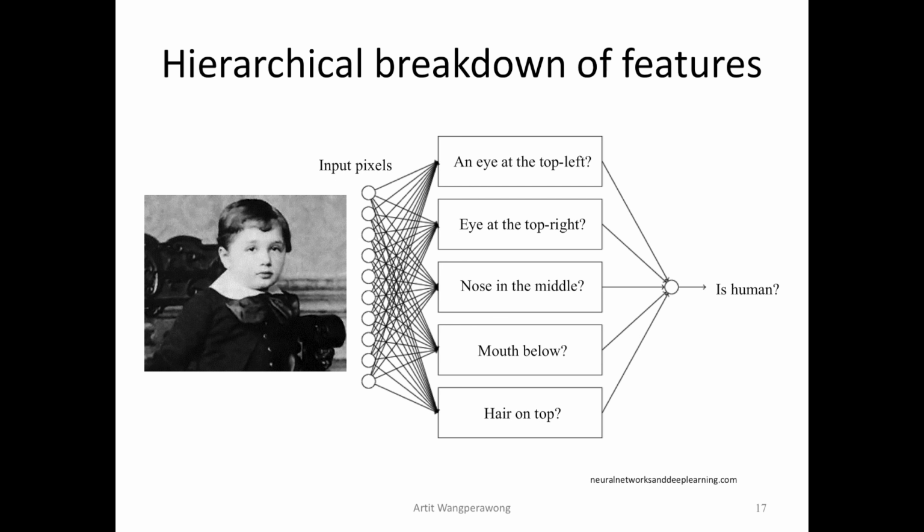Kind of like the example with the 0 digit earlier, where you break down the different edges on different quadrants. But in this case, you're trying to actually look for different features of what defines a human, and that's what humans naturally do when we look at things. Does it have an eye? Does it have a nose? How many legs or how many wheels does it have? Is it a bicycle or is it a car?